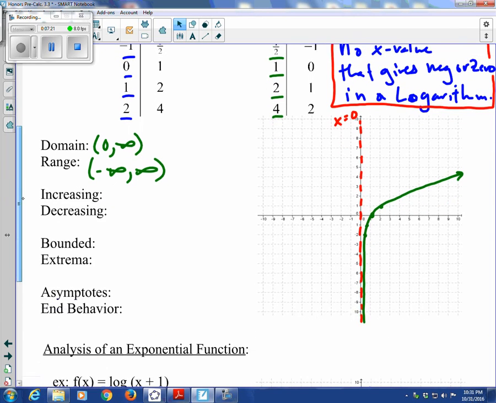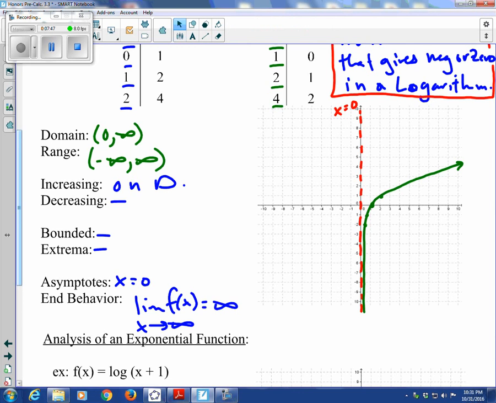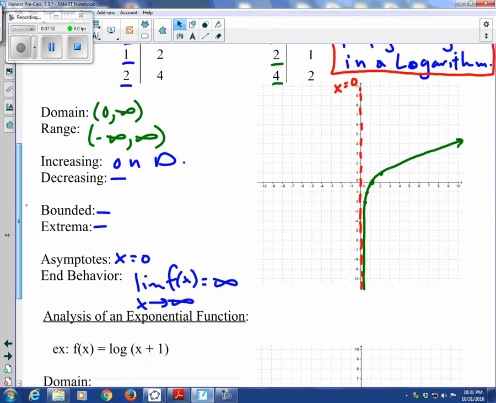but actually we do go up to positive infinity with our function values, just very, very slowly. Right here we can say that the graph of our logarithm is increasing on its domain, decreasing nowhere. It is not bounded since we go up to positive infinity and down to negative infinity. We have no extrema. We have the asymptote, x equals 0, right? And we're only going to have end behavior in one direction. So we're going to say that the limit of f of x as x goes to positive infinity is positive infinity, but we're not going to have any end behavior as x goes out to negative infinity since the graph of our logarithm can't evaluate any negative numbers.